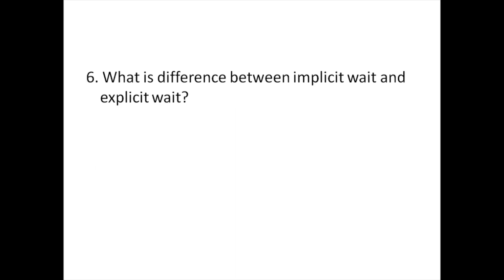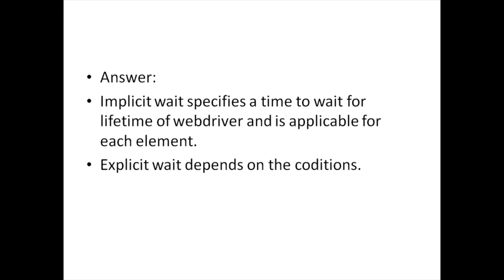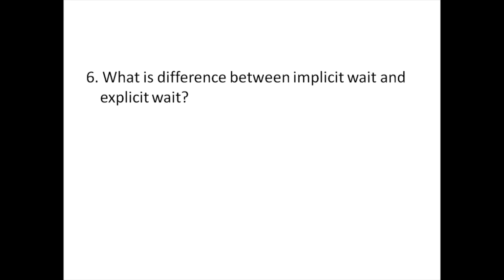Now next question is, what is the difference between implicit wait and explicit wait? So the implicit wait specifies a time to wait for a lifetime of a driver, and it is applicable for each element, whereas the explicit wait depends on the conditions. Okay, that is the difference between implicit wait and explicit wait.